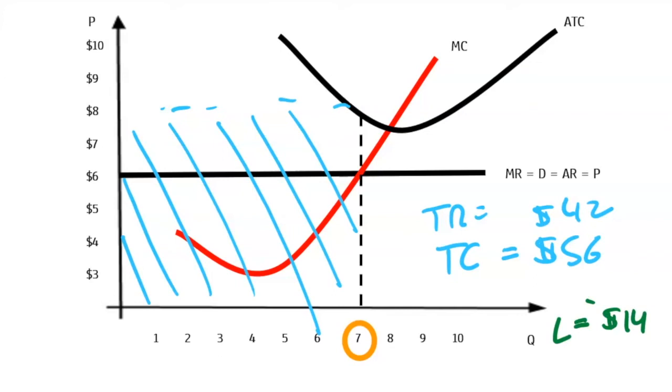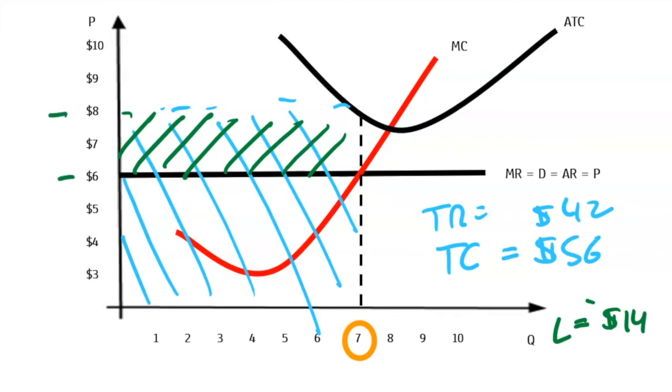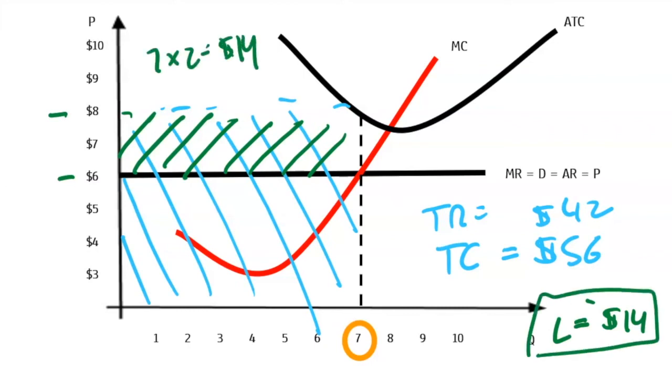Well, where is our loss on this graph? Well, yet again, it's this area shaded in green right here. It's the difference between our total cost and our total revenue boxes. And then we can also double check it. The price is 6 and 8. So we can just take the area of this green box, so 7 times 2, which gets us to $14, which we know is how much loss is being incurred here.